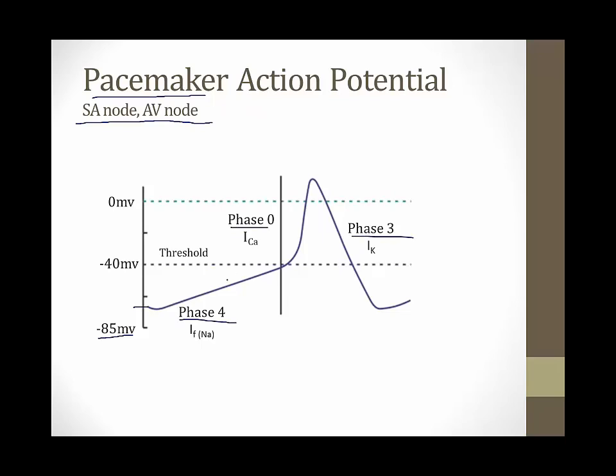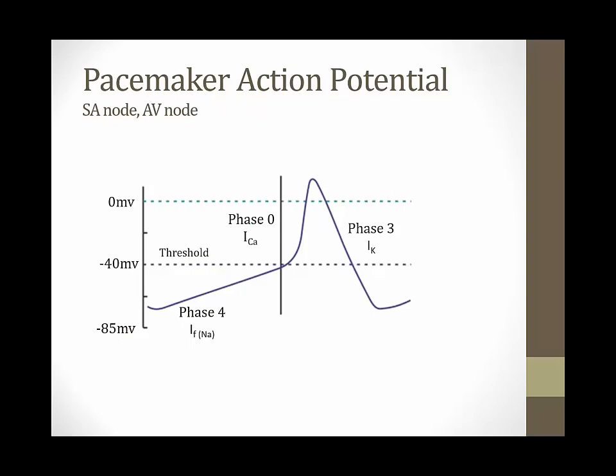And then finally, note that in phase 4 of this action potential, the membrane voltage is not constant, but it slowly drifts upward. The reason for this is because of something called the funny current. This is a slow inward leak of sodium ions. Because sodium ions are positively charged, as they leak into the cell, they cause the membrane potential to slowly drift upward until the cell reaches a threshold voltage of about minus 40 and then it depolarizes.